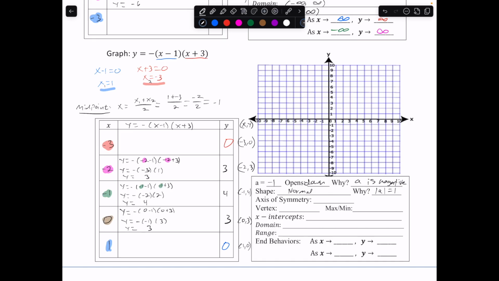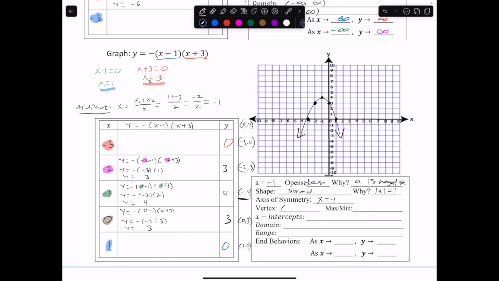Okay, so let's see if we can start to graph and then fill out the rest of this information. So -3, 0 is right here. -2, 3 is right here. -1, 4 is right there. 0, 3 is here. And 1, 0 is right here. And now we can make our graph or connect our points. And again, you can hold this in Notability and it will automatically adjust, just like that.